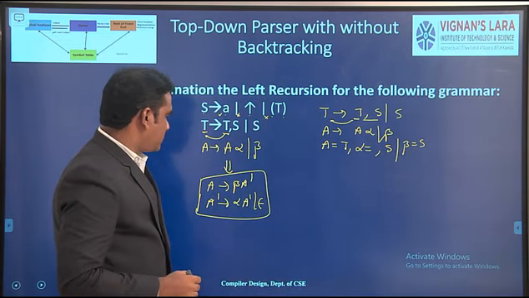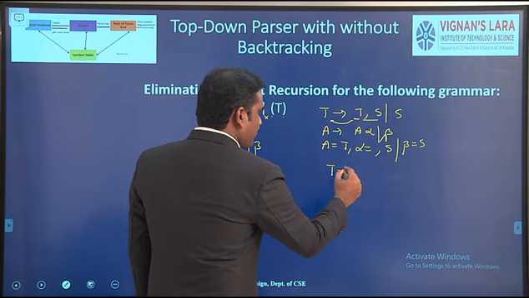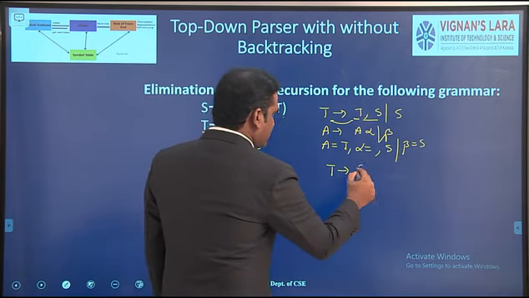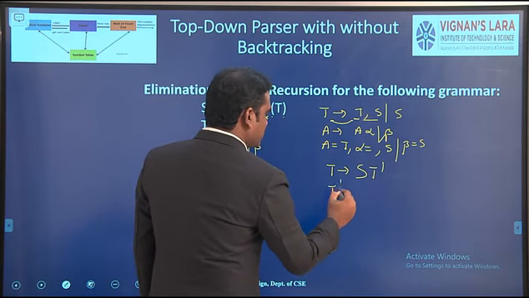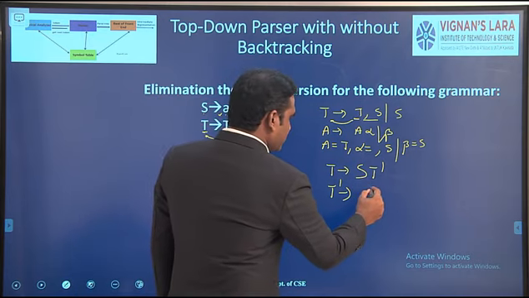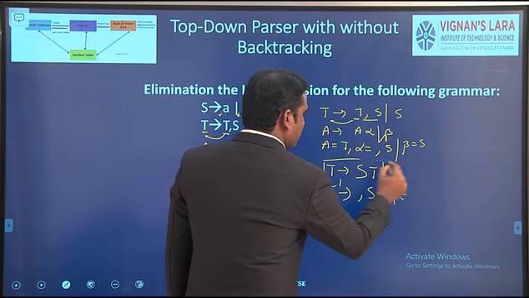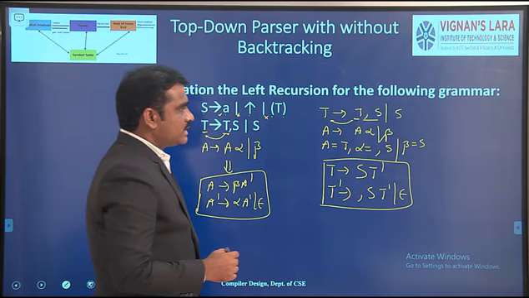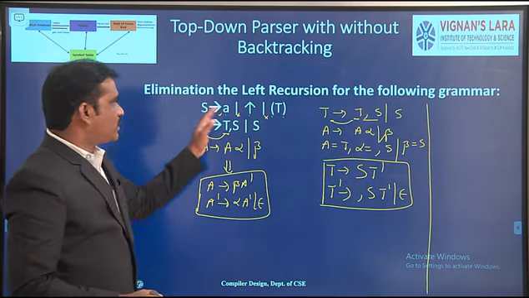Now the solution is this one. What is A? T. T → βA'. What is beta? S. A' means T'. And then T' → αA'. What is alpha? Comma S. T' or epsilon. T' → ,ST' | epsilon.